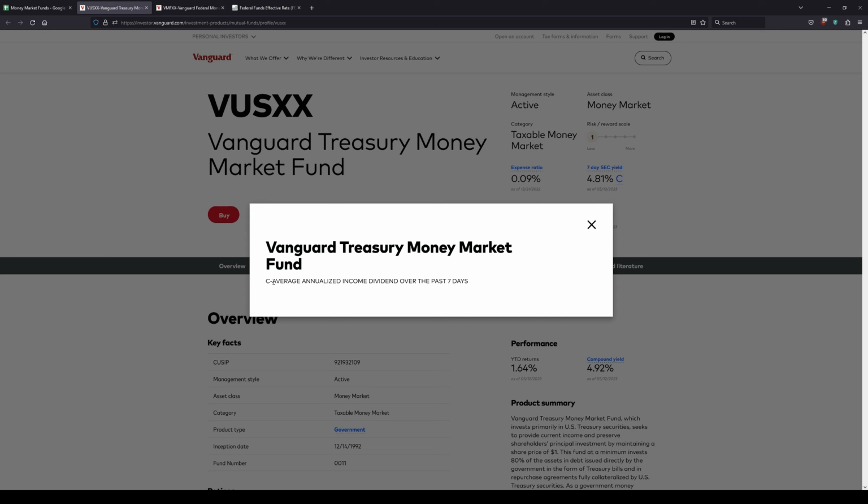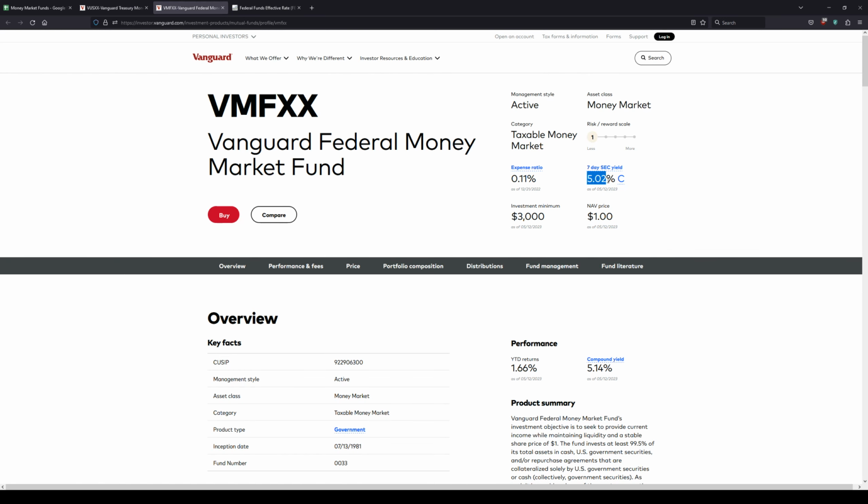This 7-day SEC yield is effectively the average annualized income or dividend over the past 7 days. So basically over the last week, if this rate of interest continues for the entire year, this is what the fund would pay out. Generally, the higher the yield, the better, but there are some caveats that may affect your decision on which money market mutual fund is best for you.